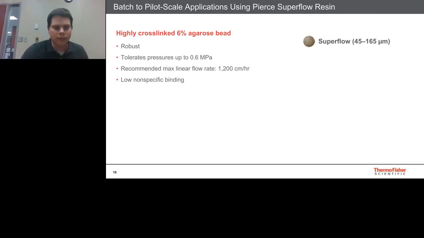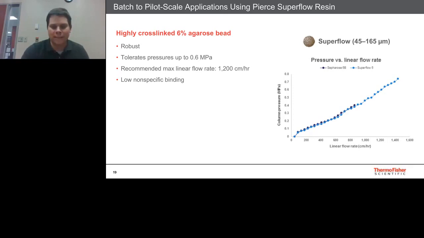Now, to talk about selecting resins for higher scale recombinant protein purification. Scaling up to the gram level pilot scale requires a resin which can tolerate high flow rates and have high specificity to decrease run times and chromatography steps required. Superflow resins are highly cross-linked and can tolerate up to a 0.6 megapascal back pressure and linear flow rates up to 1200 centimeters per hour.